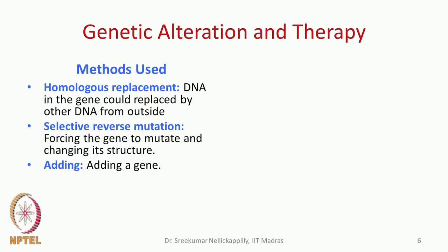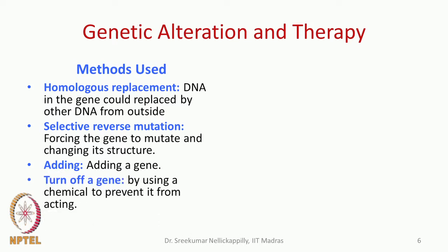The third one is adding, where you add a new gene. The fourth one is turning off a gene by using a chemical to prevent a particular gene from getting activated or functioning. So, these are the common methods, and a few other methods people are also trying now. So, these are some of the important methods scientists use for genetic alteration and therapy.